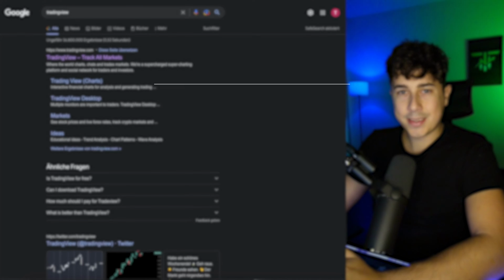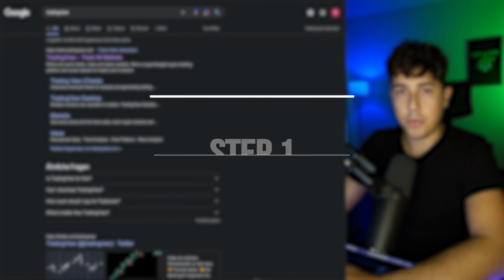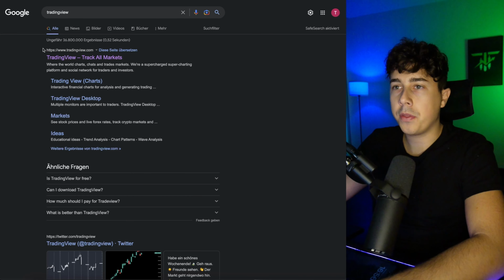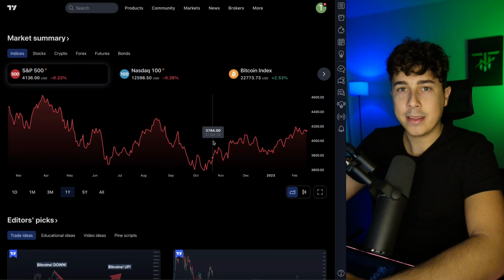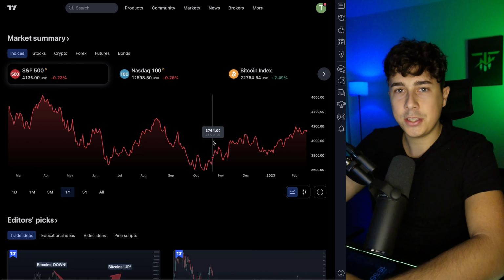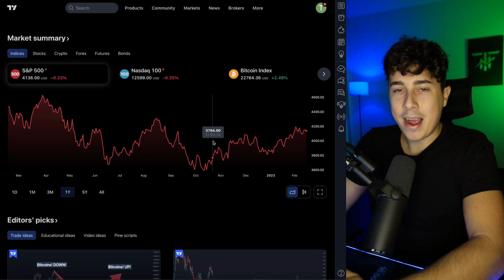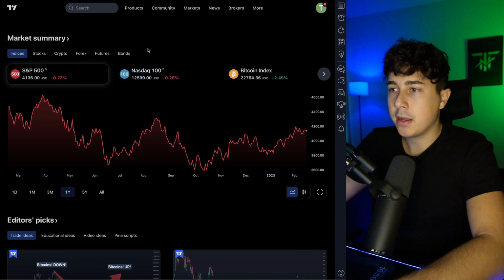So guys, the first step here is that we have to go on TradingView, and for this you have to go on this link, tradingview.com, and if we come here to TradingView, it should look now like this. For the people who don't know what TradingView is, TradingView is a chart analysis software that we traders use for our analysis before we go into our trade. In my eyes, TradingView is the best platform for this.